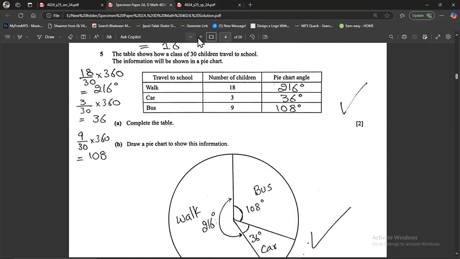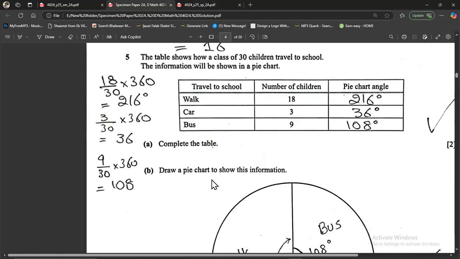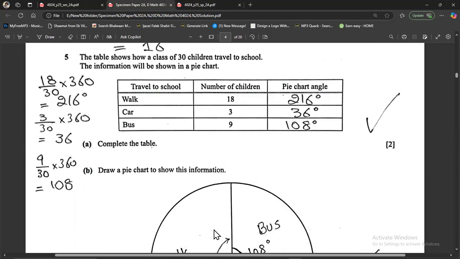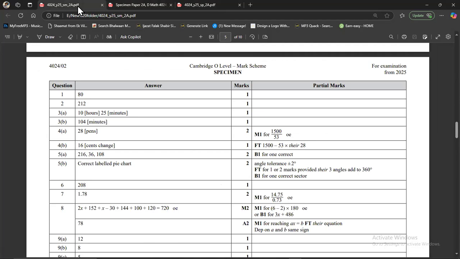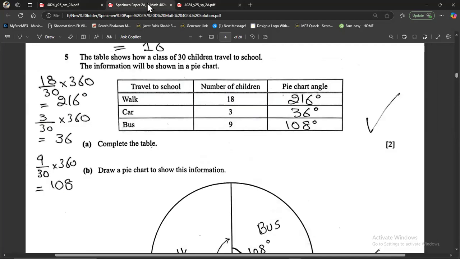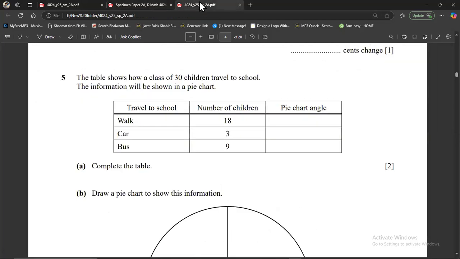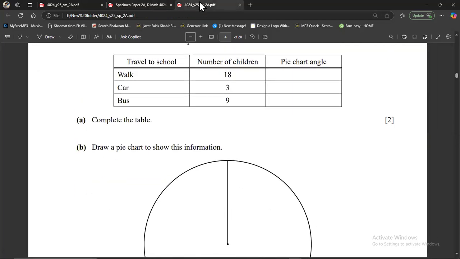On your screen, I hope you can see this. 18 divided by 30 multiplied by 360 will be 216 degrees. 3 divided by 30 multiplied by 360 is 36 degrees. And 9 divided by 30 multiplied by 360 is 108 degrees. Let's check our answer: 216, 36, 108. I hope our answers are the same. Yes, the answers are right. I hope you understand. He says complete the table. We are done with that.